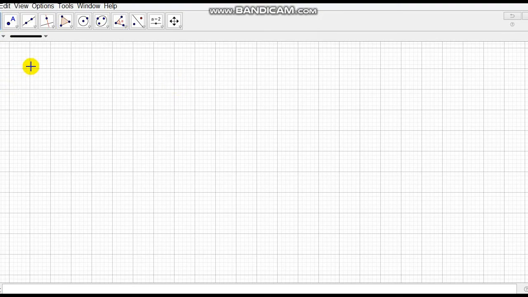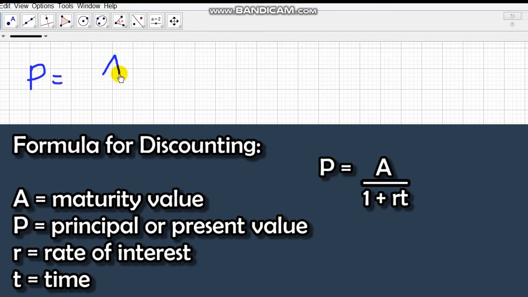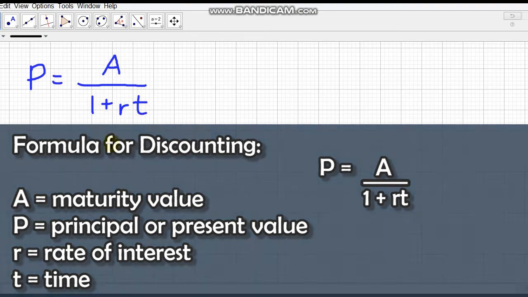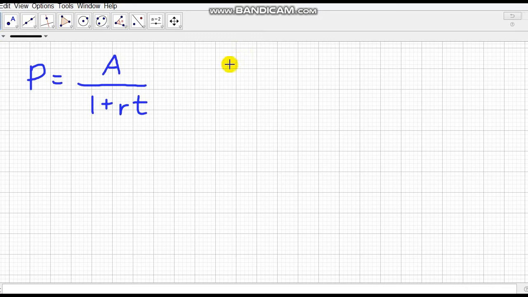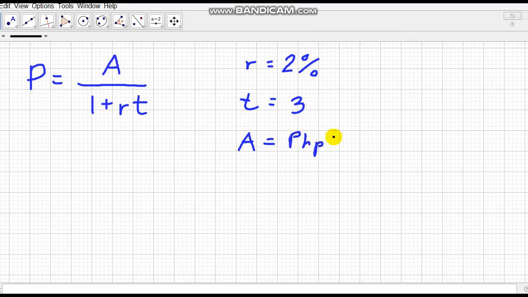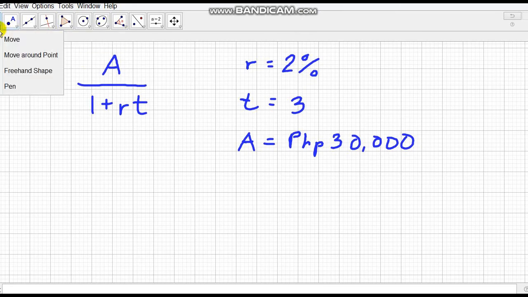So the discounting formula is: the principal is equal to the maturity value over 1 plus RT. P is the principal, A is the maturity value, R is the rate, and T is the time. So let's have an example. Let's say that a certain amount of money is invested at a rate of 2%. Then it was invested for 3 years. After 3 years, the value is now 30,000 pesos. We'd like to know how much was the principal 3 years ago. So let's use the discounting formula for that.